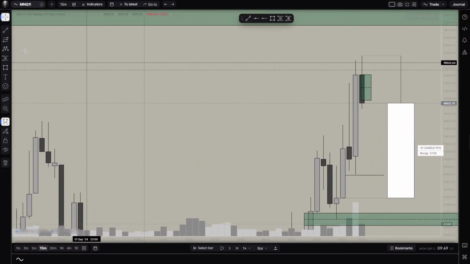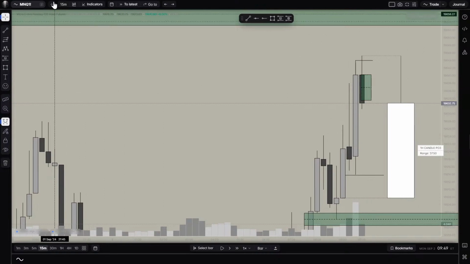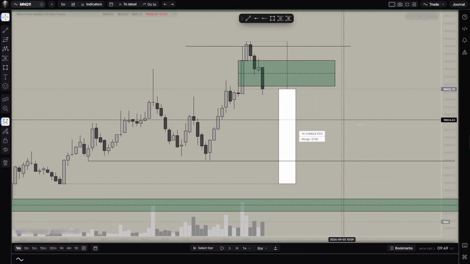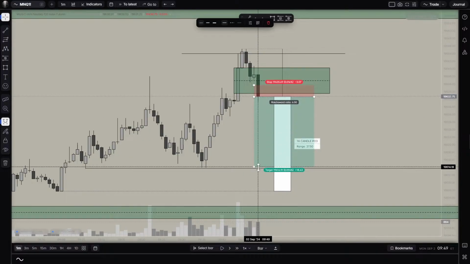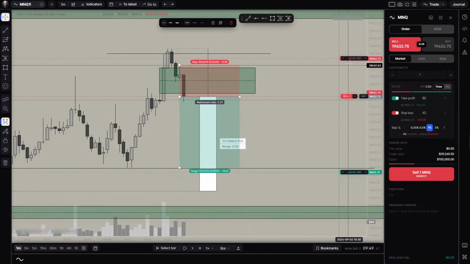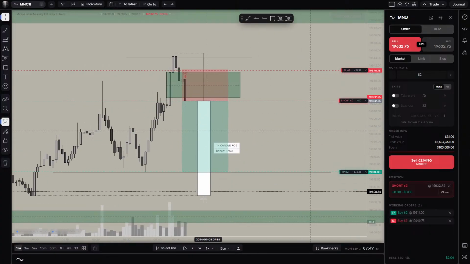On 15 minute also, we have taken this high manipulation. Okay, so I'm planning a sell side trade around these equal lows. My sell would be above this candle, so it will be a sell around this. So let's play.